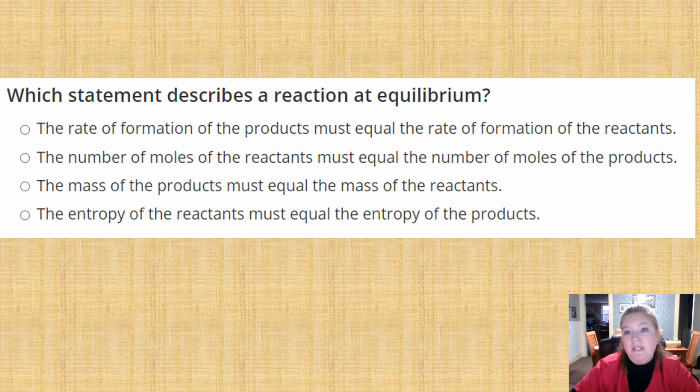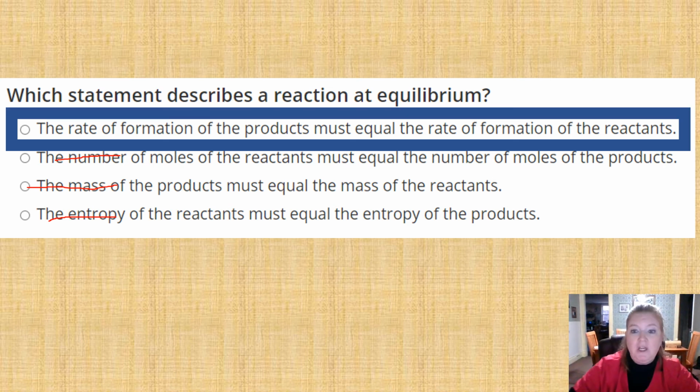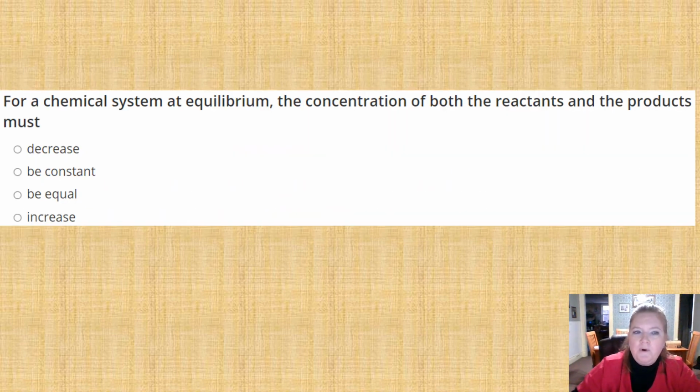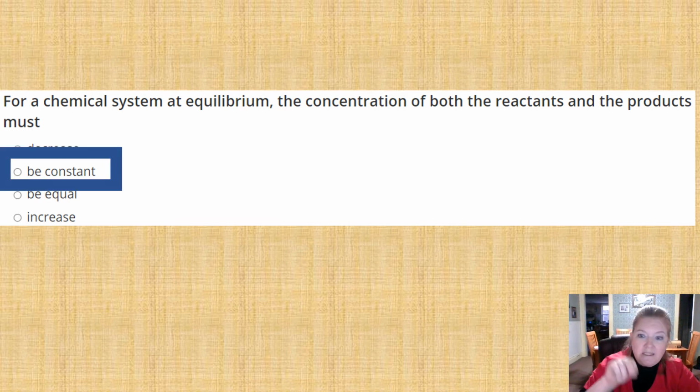So which statement describes a reaction at equilibrium? Okay, so does equilibrium have anything to do with the number of moles having to be equal? No. Does it have to do with mass? No. Does it have to do with entropy? No. So hopefully it's this. It is. The rates have to be equal. So the rate of forming the products has to equal the rate of forming the reactants. The forward and the reverse reaction have to have equal rates. For a chemical system at equilibrium, the concentrations are, do you remember the word that goes with concentrations? Constant. Rates equal. Concentrations constant.